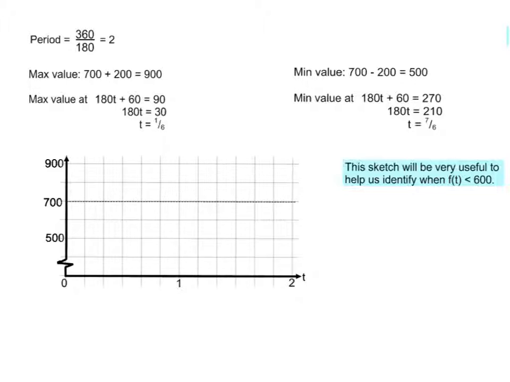So, I know my maximum value of 900 occurs at 1/6. I know my minimum value of 500 occurs at 7/6. Well, there's one whole, so 7/6 is 1/6 after that.